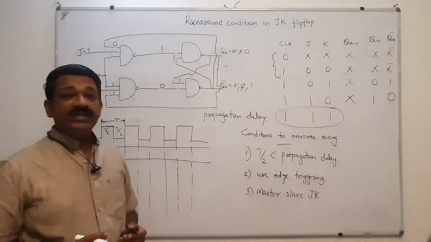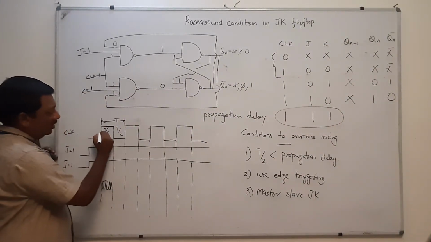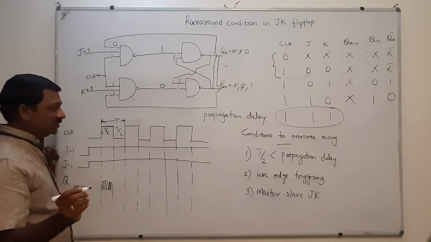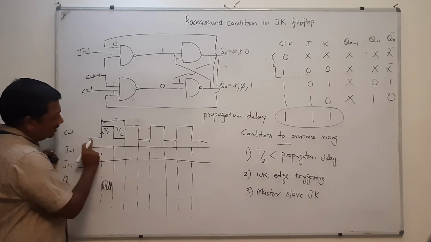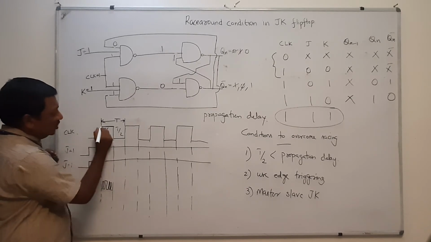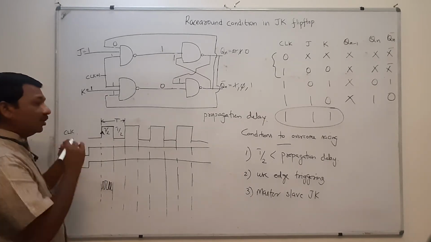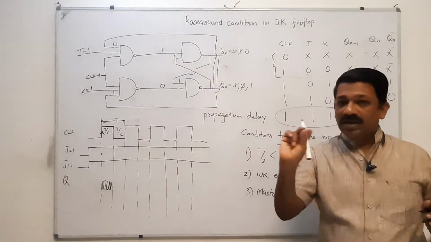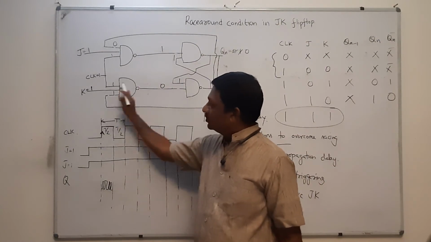is to use edge triggering. If it is a positive edge triggered flip-flop, then use the transition from 0 to 1; this edge is called the positive edge of the clock pulse. During that clock pulse only, a change can happen. That means it is not level triggered.